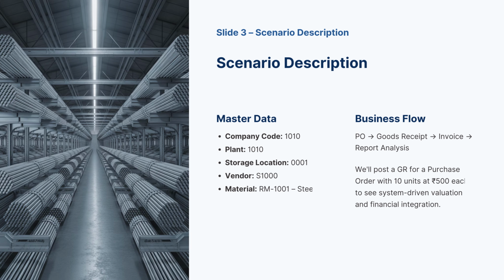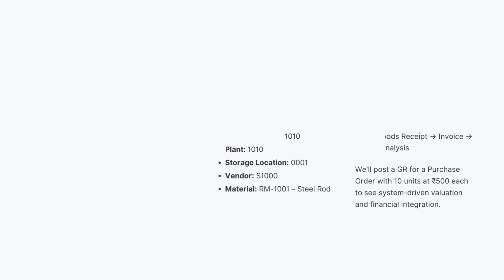Let's define our case parameters: company code 1010, plant 1010, storage location 0001, vendor S1000, and material RM1001 steel rod. We'll process a purchase order for 10 units at 500 each, simulate delivery, post a GR, validate valuation, and confirm FI postings. This workflow represents a standard procure-to-pay lifecycle.